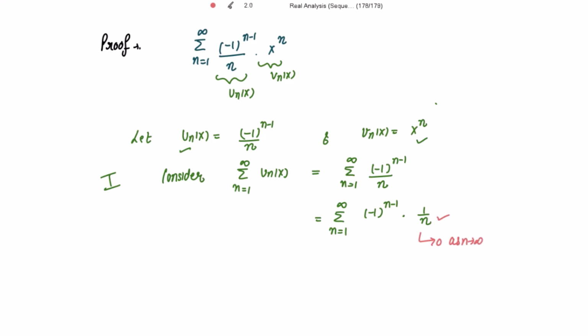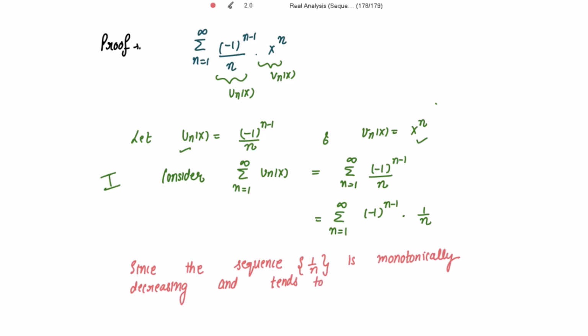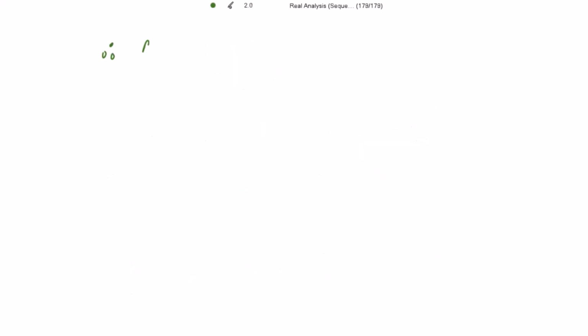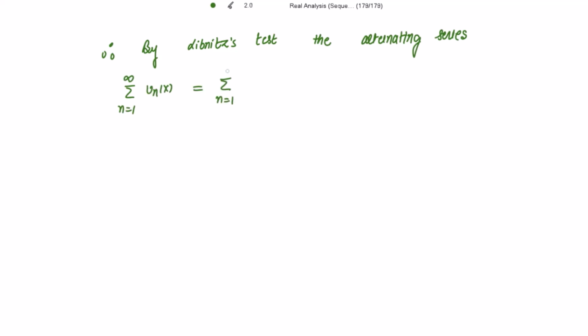Right? So let me write this. Since the sequence 1 divided by n is monotonically decreasing and tends to 0 as n tends to infinity, therefore, by Leibniz test, the alternating series summation n going from 1 to infinity u_n(x), that is summation n going from 1 to infinity (-1)^(n-1) divided by n, is convergent.